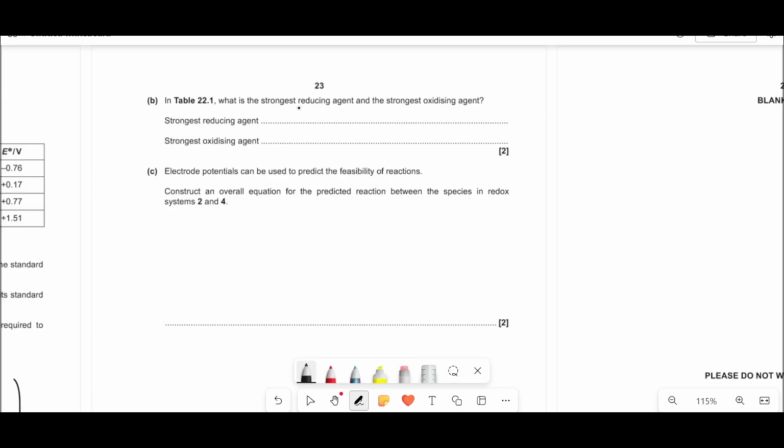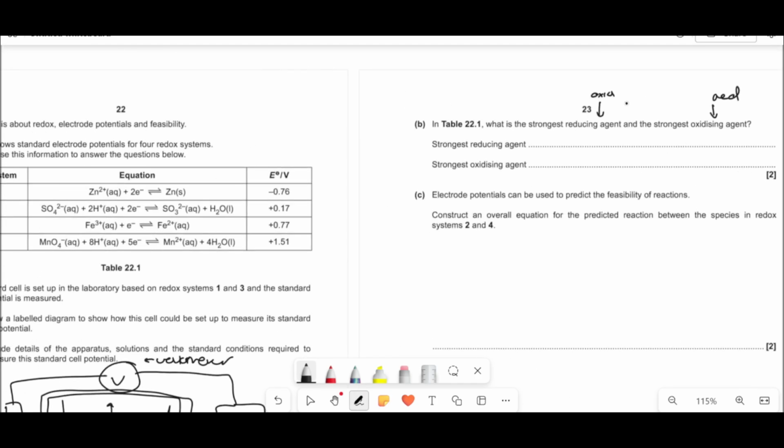Done. Now it says, what's the strongest reducing agent and oxidizing agent? If something's a reducing agent, it's reducing something else, so it's becoming oxidized. Whereas if it's an oxidizing agent, it's oxidizing something else, so it itself becomes reduced. The more negative you are, the more you're being oxidized. The more positive you are, the more you're being reduced. So the strongest reducing agent is the thing that's best at getting oxidized here, which is the Zn, but it's the Zn solid, not Zn2+. You have to say what it is. You can't just say the whole equation.